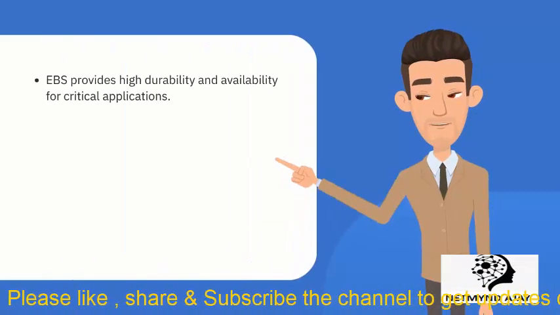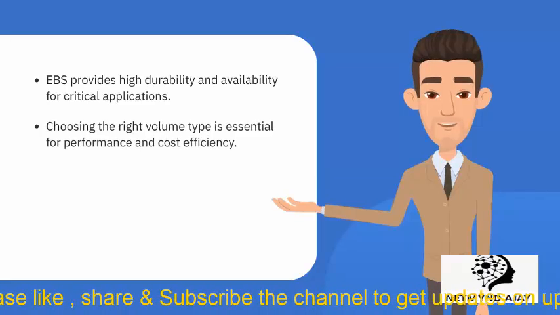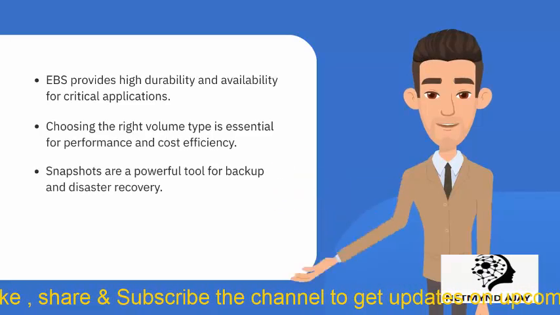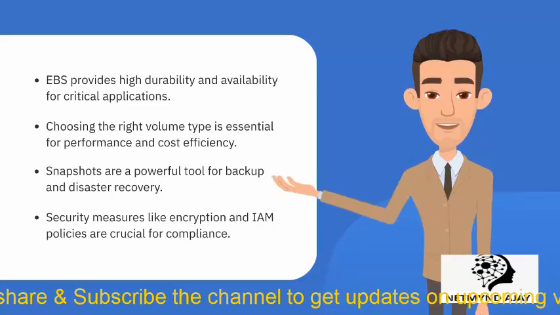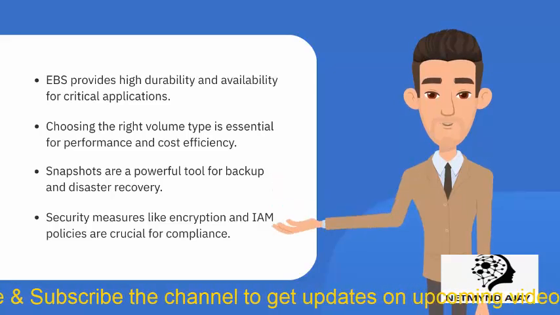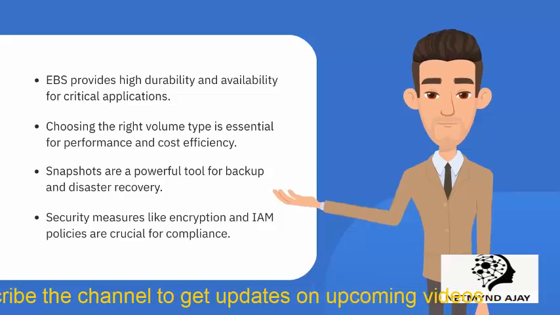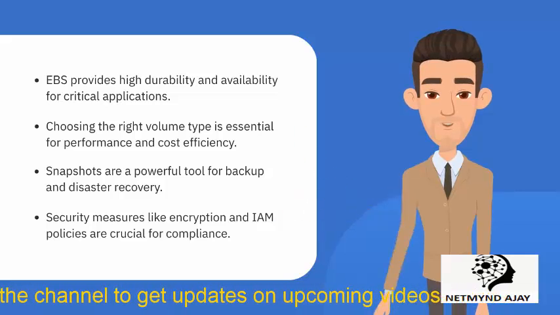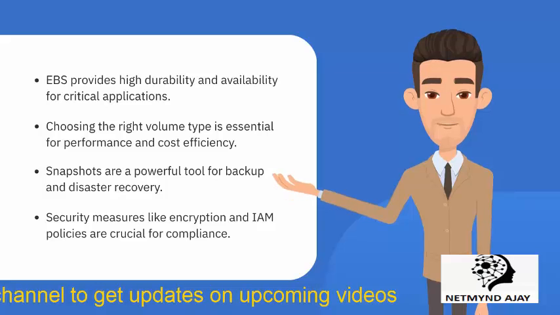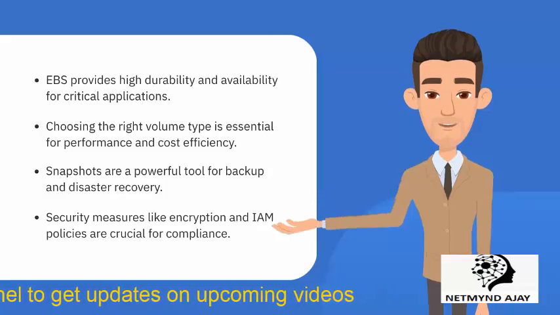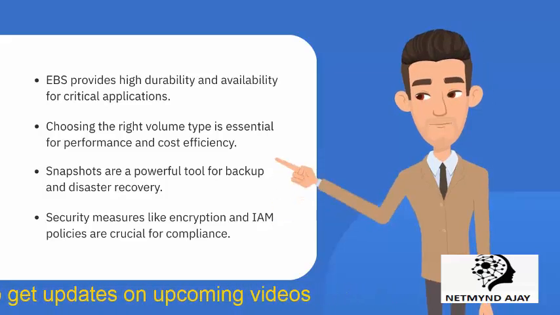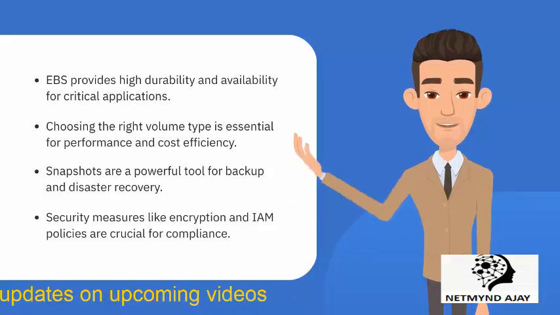Now let's recap on what you learned and what you need to remember. EBS provides high durability and availability for critical applications. Choosing the right volume type is essential for performance and cost efficiency. Snapshots are a powerful tool for backup and disaster recovery. Security measures like encryption and IAM policies are crucial for compliance.